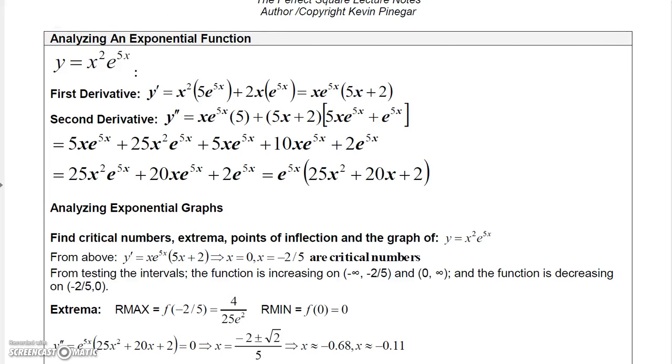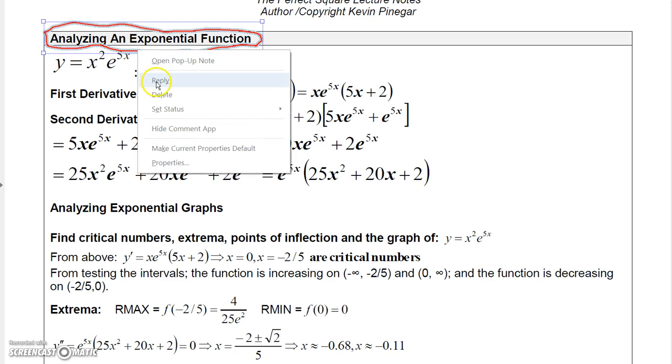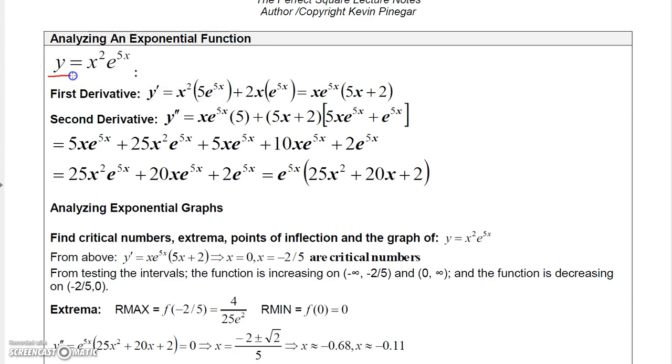Okay, I just wanted to show you now that you can actually analyze an exponential function just like we analyze polynomial and rational functions. So let's start with y equals x squared e to the 5x. Now we're going to need derivatives.